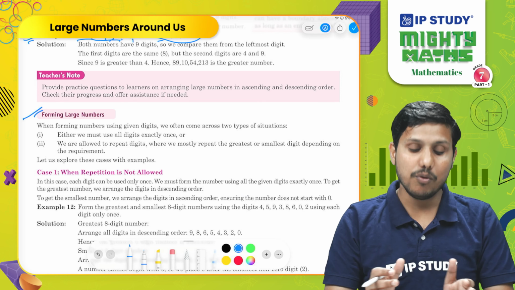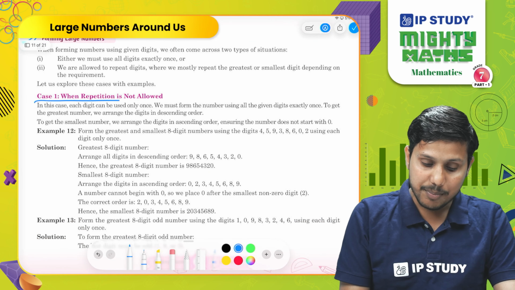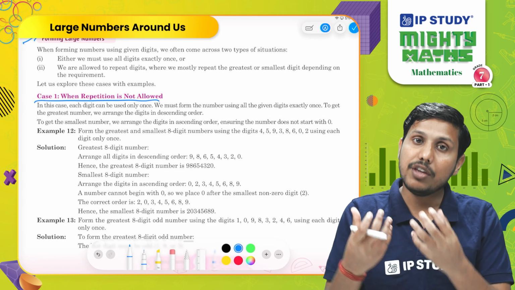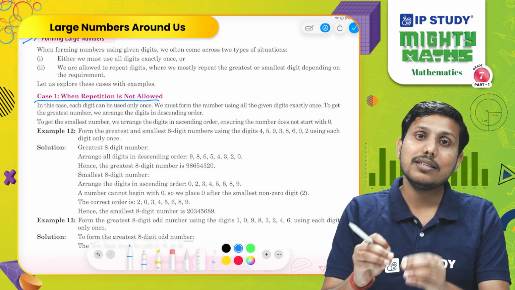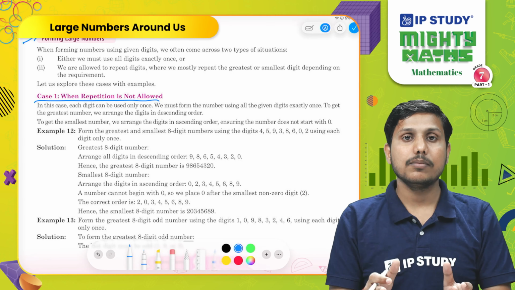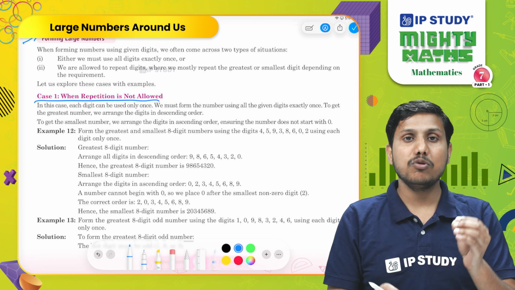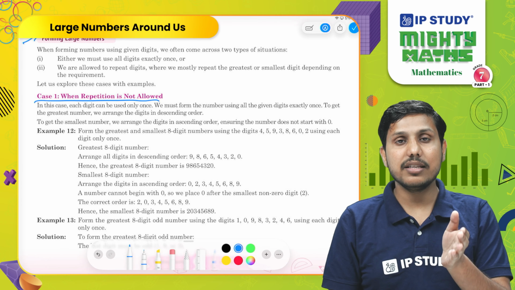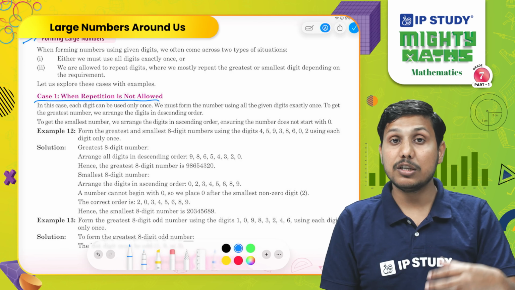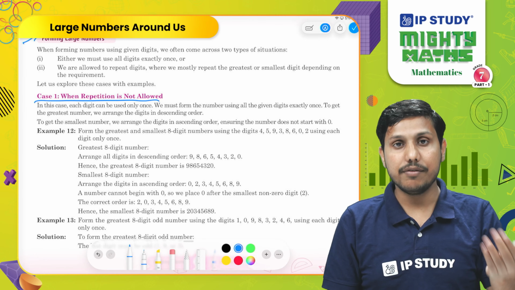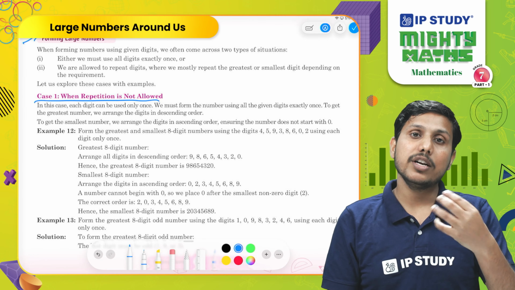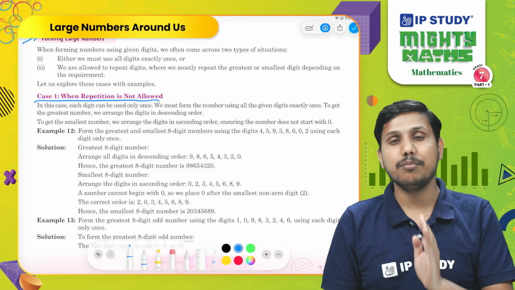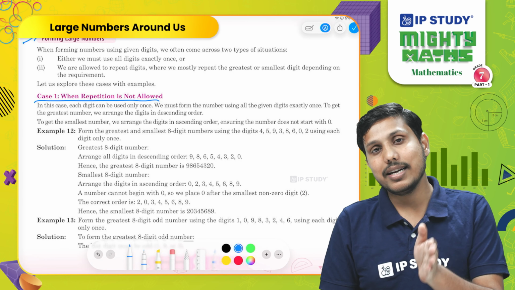So let's suppose you want to form a number where repetition is not allowed. It means the number of digits that we have and the number that we have to form require the same number of digits. In order to form the greater number, we start with the greatest digit and then arrange the digits in descending order. For the smallest one, we do the reverse. We put the smallest one first. If it is a 0, we have to put it at the second place, and then put the rest in ascending order.